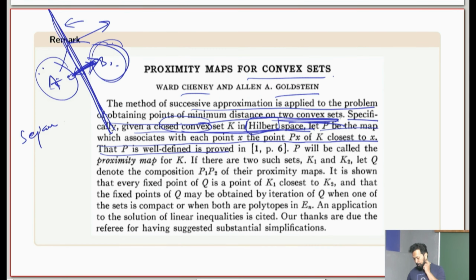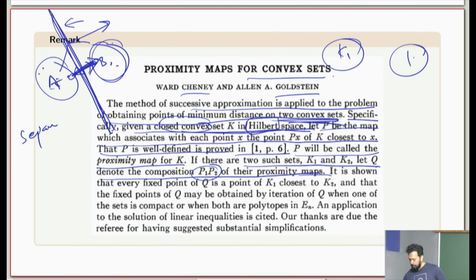So they refer to some other paper; in fact these things are in textbooks also. So P will be called the proximity map of K. This projection is the proximity map. If there are two such sets K1 and K2, then Q denotes the composition of P1 and P2, the proximity maps. So they said P1, and then after that they apply P2. So basically they are defining this alternate scheme here in the original paper, right?